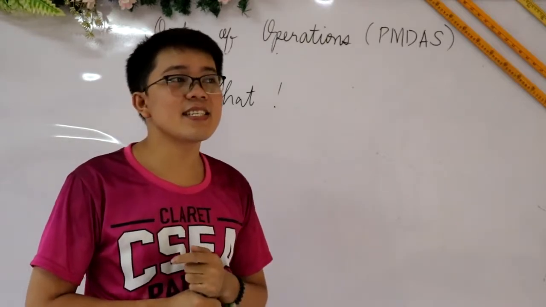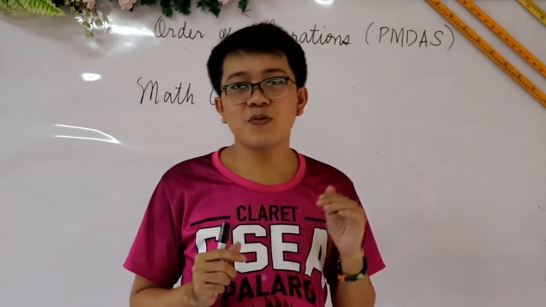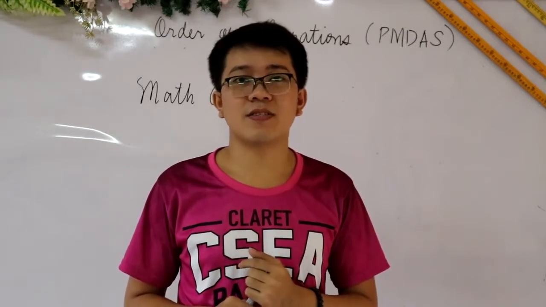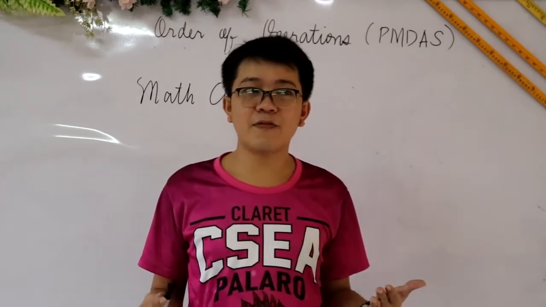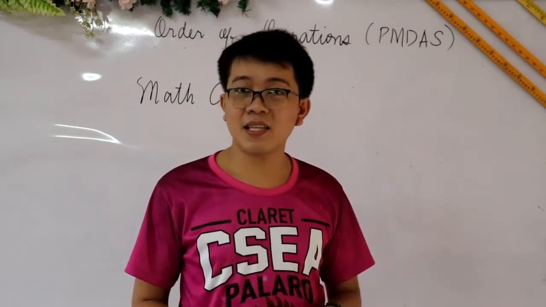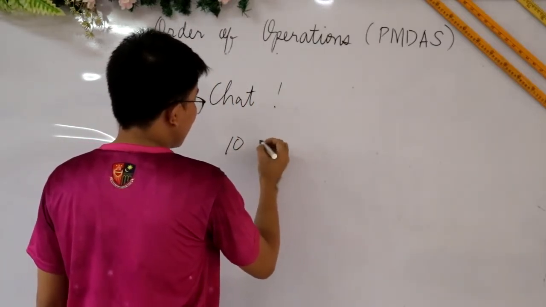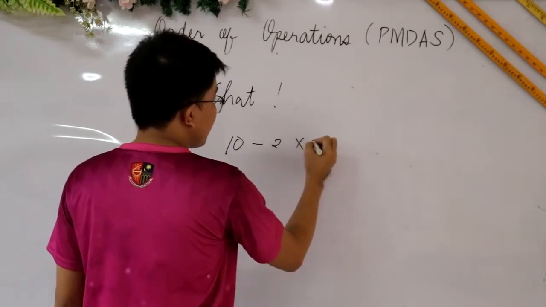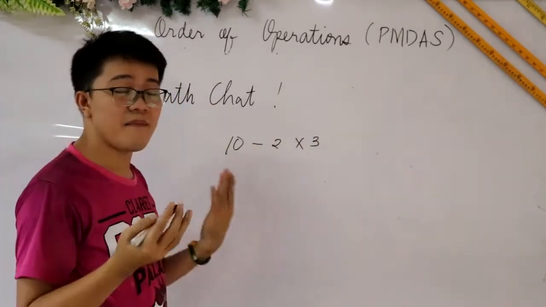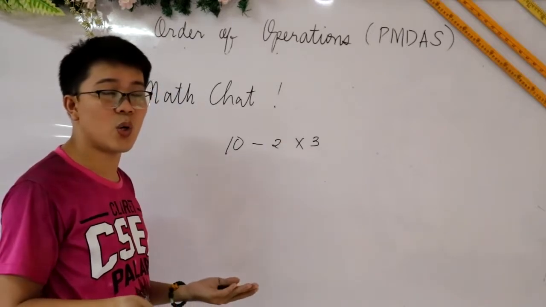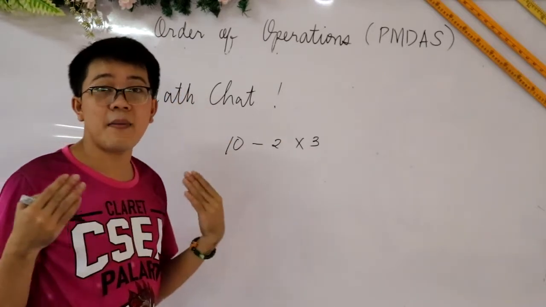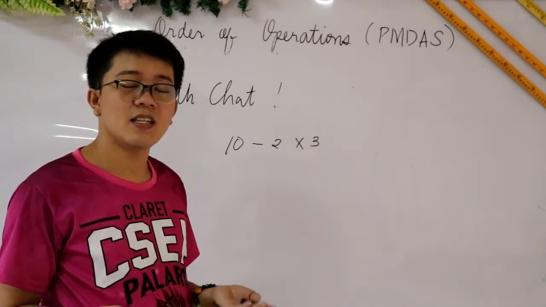My question is, why is it important for us to follow the correct order of operations? Again, why is it important? Why do you think? What will happen if we do not follow the correct order of operations? For you to answer it correctly, let me first give you this example. I have here 10 minus 2 times 3. Remember, without the correct order of operations, or without this guide, we will come up with a different answer. Let's find out.